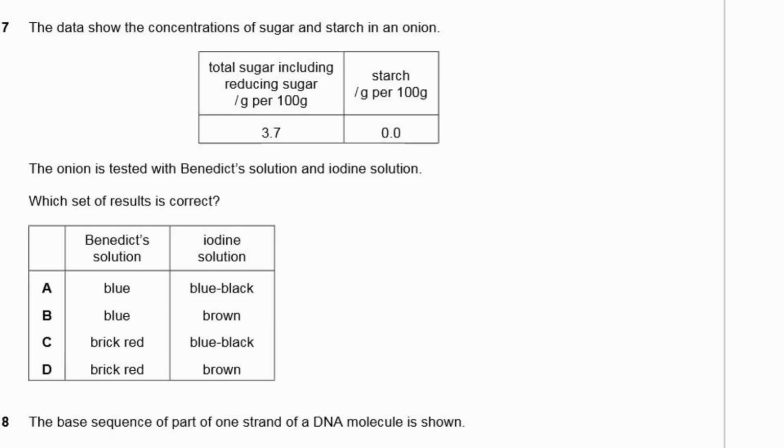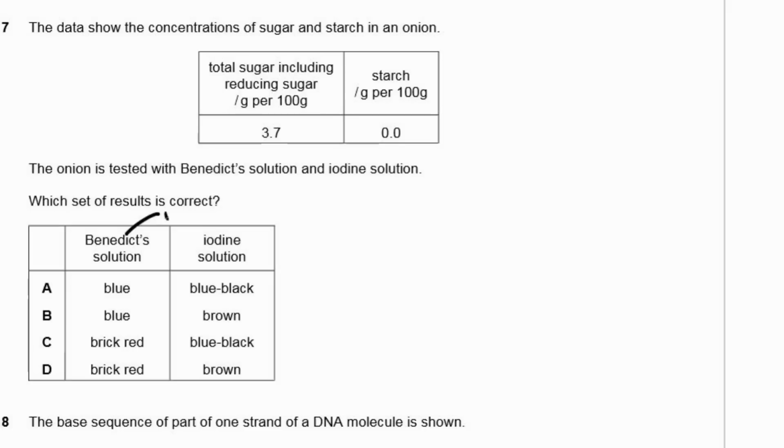Question 7. The data show concentrations of sugar and starch in an onion. Okay, so the total sugar, including reducing sugar, in grams per 100 grams is 3.7, and the starch in grams per 100 grams is 0. So there's no starch and there's some reducing sugar. The onion is tested with Benedict's solution and iodine solution. Which set of results is correct?